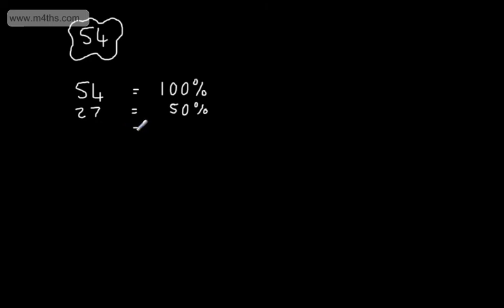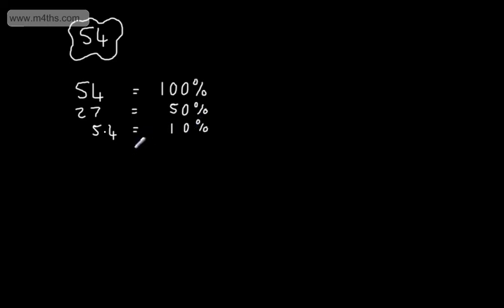The next one that I'm going to find is 10%. 10% is 1/10 of the original amount. So I've divided now by 10, so I need to divide 54 by 10, which is going to give me 5.4. So we can say that 10% is going to be 5.4.